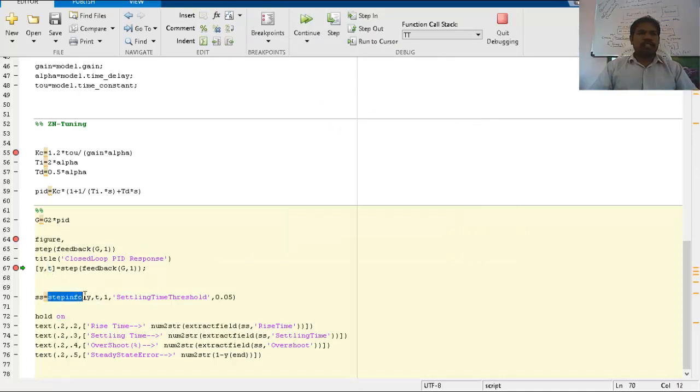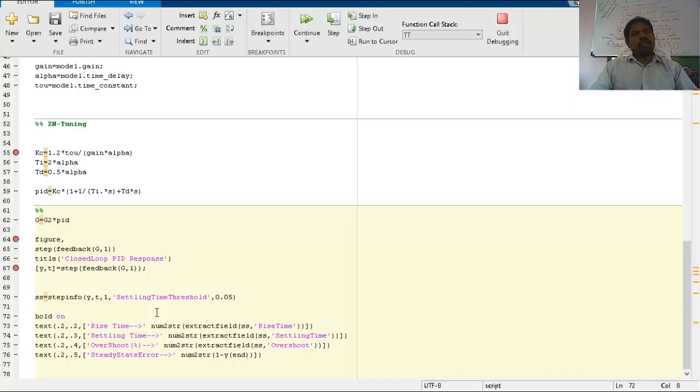From that we estimated the step information. What is this step information? The step information has rise time, settling time, overshoot, and many other parameters. Then we assigned the settling time threshold. The threshold is 0.05, that means 5% settling time. If you need 10% settling time, just assign 0.1.